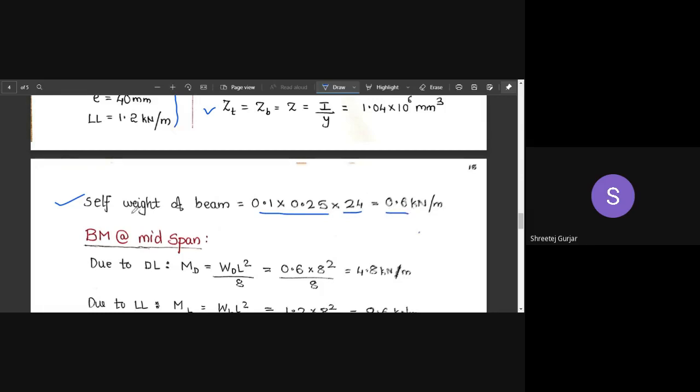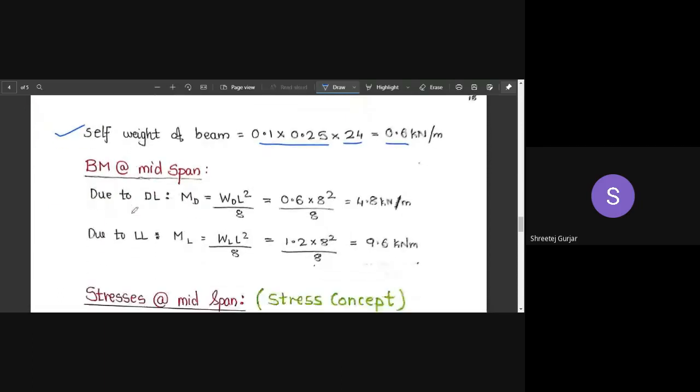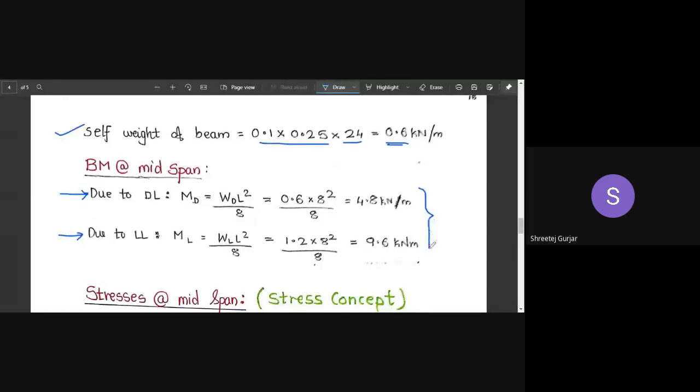Then we need to calculate the bending moment at midspan. The bending moment due to dead load is WD L squared by 8, where WD is the self-weight which we have calculated. And the bending moment due to live load, given as 1.2, is 1.2 L squared by 8. Both of these are UDLs, so the moment at the center of the span will be WL squared by 8. So you get your bending moments.